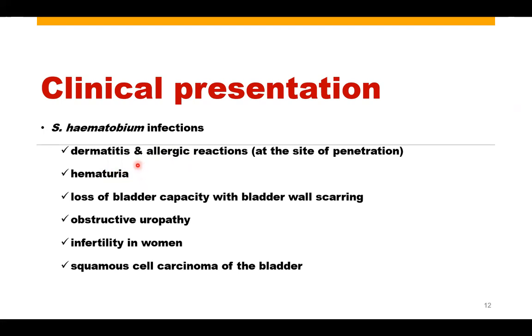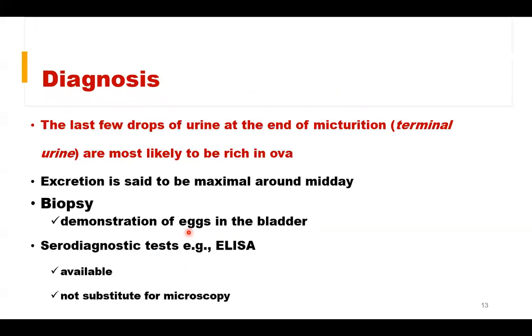You know, we said with repeated infection, the eggs get trapped, and there's formation of granulomas and fibrous tissue. Eventually, the bladder capacity reduces because of fibrosis. There could be obstructive uropathy. In women, it's been shown to cause infertility when these eggs find their way into the fallopian tube, and then you have a granulomatous response and fibrosis. There is occlusion of the fallopian tubes. It's also associated with squamous cell carcinoma of the bladder.